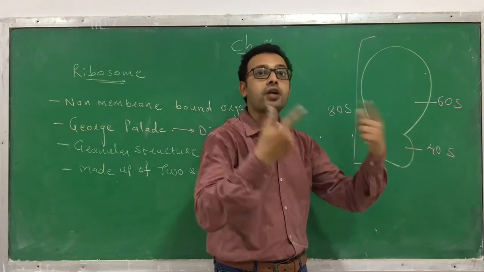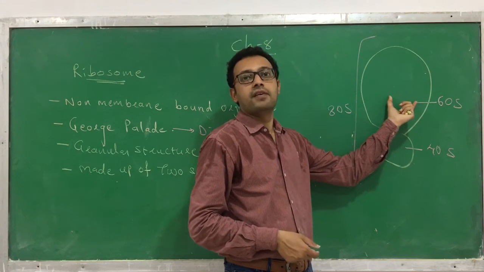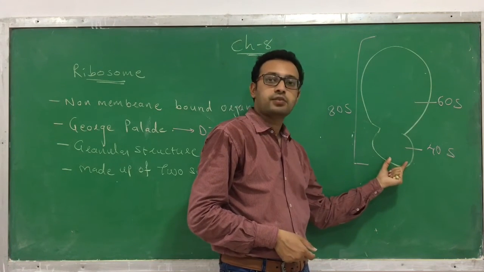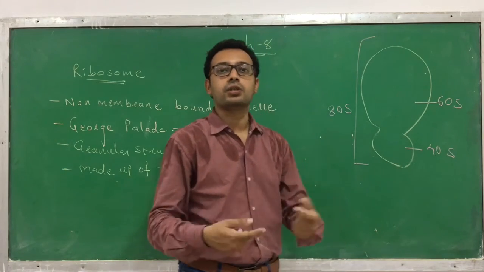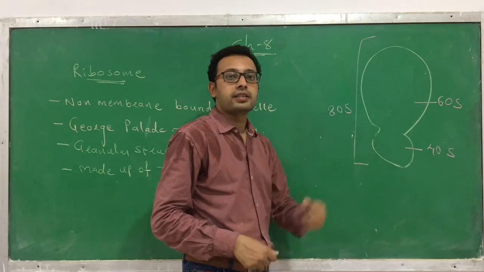Whereas in the case of the prokaryotic ribosome, the size of the larger subunit is 50 S, the size of the smaller subunit is 30 S, and the total size is 70 S. Clear? So this difference is found in the size.